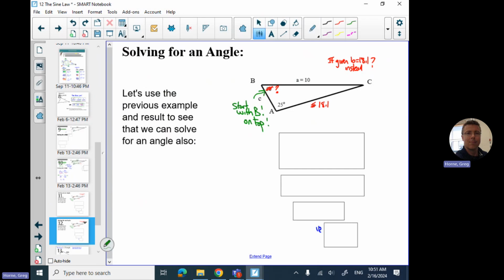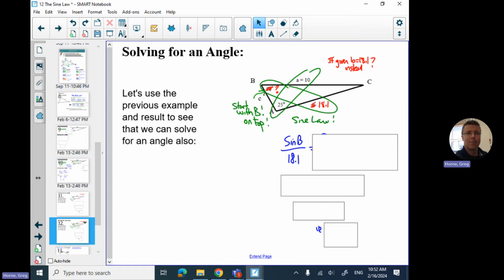And again, you would have done this. You would have said, oh, I'm looking for angle B. I've got the opposite side, and I've got another pair of opposite side and angle. And so I can use sine law. That's crisscross, which means you can use sine law. And so you go ahead and start using sine law.